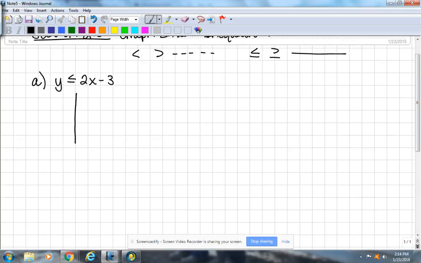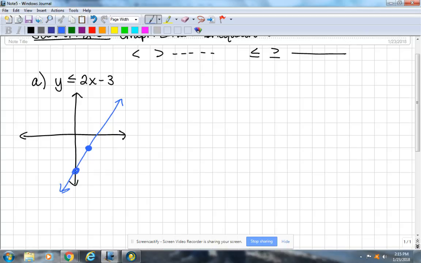So draw your X and Y axis. What's our y-intercept? We just did this yesterday. -3. So put a point there. What's our slope? 2x over 1, which is 2 over 1. So we rise up 2, run to the right 1. And we said we're going to use what kind of line? Solid or dotted? Solid, because it says or equal to. So draw, and don't draw a little short line. Draw a big long line, okay?